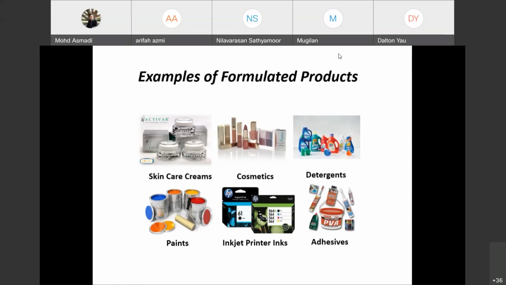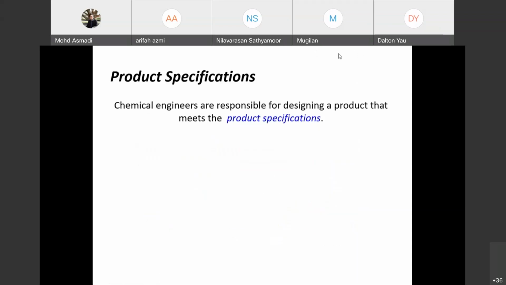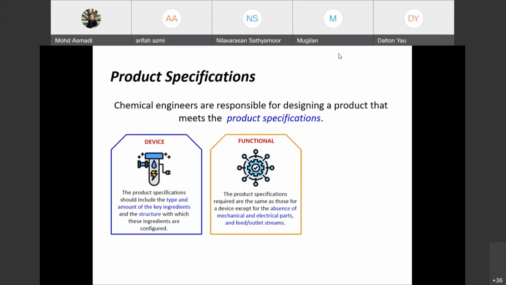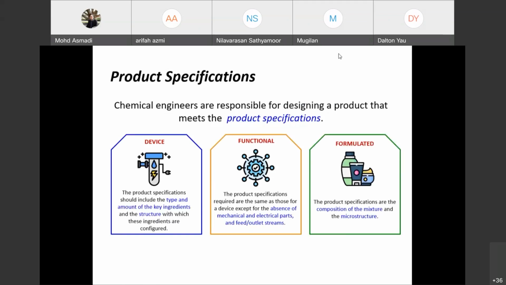Okay, so let's see the product specification as a summary between the devices, functional, and formulated products. For all three products, chemical engineers are responsible for designing a product that meets the product specification. For the device, the product specification should include the types and amount of the ingredients, and the structure with which the ingredients are configured.